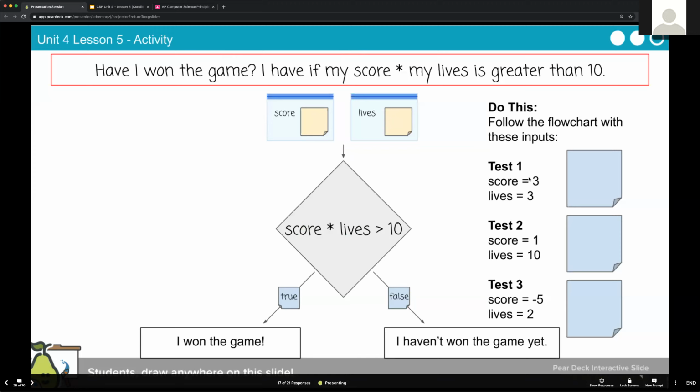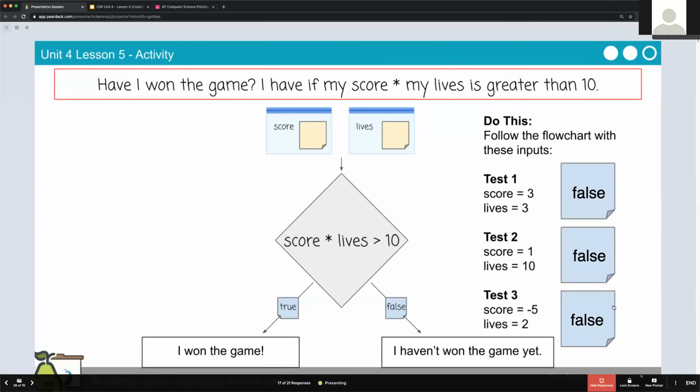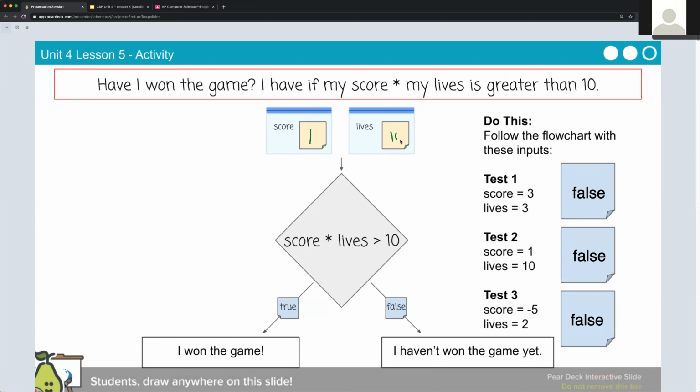Okay, let's see. Let's take a look at an answer. Okay, so here is a student's work. They decided that all 3 are false. We already did test number 1 together, so let's walk through test number 2, and then we'll take a look at test number 3, where we have a negative value, and talk about how we deal with that. So test number 2, we see that score is 1 and lives is 10.